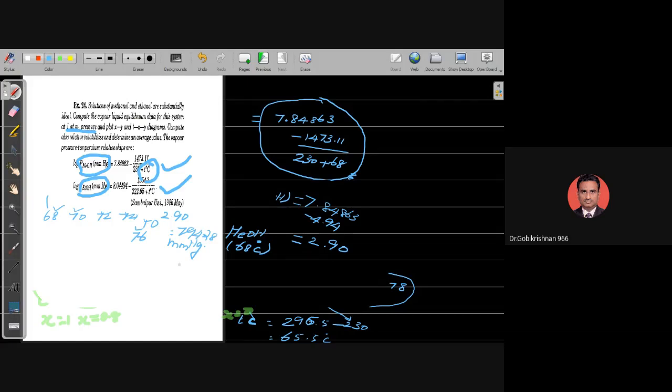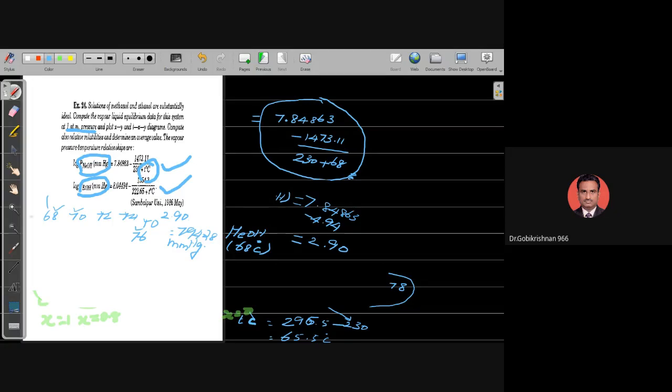Then, after finding the boiling temperatures, you have to select different temperatures in between. We calculated the boiling point of ethanol as 78, and the boiling point of methyl alcohol as 65. By substituting 760 in the first equation we got the boiling point of methanol, and by substituting 760 in the second equation we got the boiling point of ethyl alcohol. Now we have to select from 65 to 78.